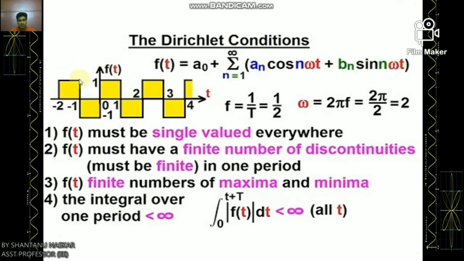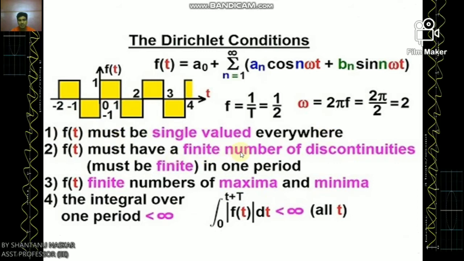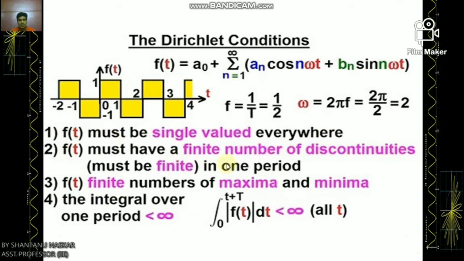Okay, so function f, f = 1 by T, omega = 2 pi f = 2 pi by 2 = pi. So the conditions are: number one, f(t) must be single valued everywhere and must have a finite number of discontinuities in one period. Number three, f(t) has a finite number of maxima and minima. Number four, the integration over one period is less than infinity. So the condition is the integral from 0 to T of |f(t)| dt is less than infinity for all t.